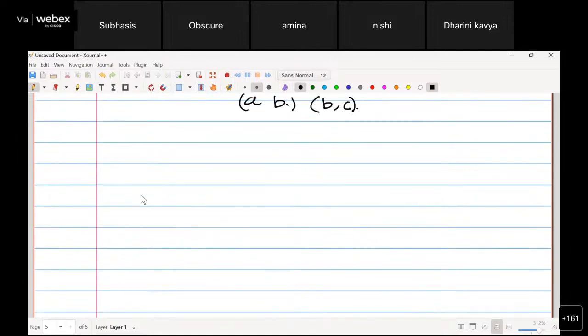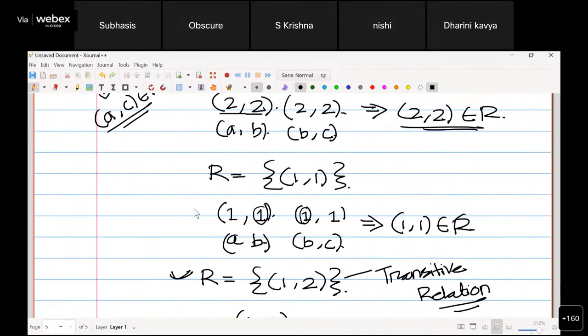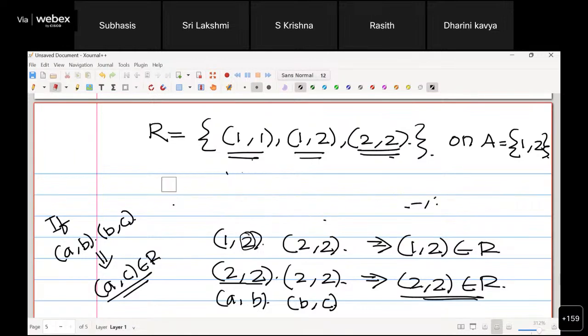Sir, one last doubt. Can you please go to the second last example? Not (1,1), the previous one. In this example, if I add another element, for example (2,1) or something like that, my doubt is: should we check every element for transitivity?